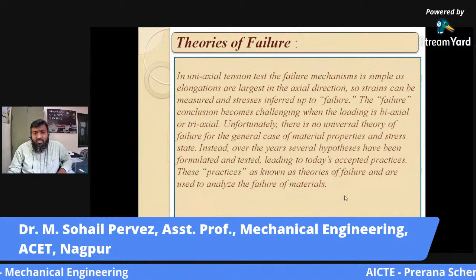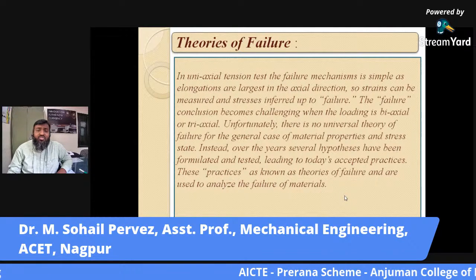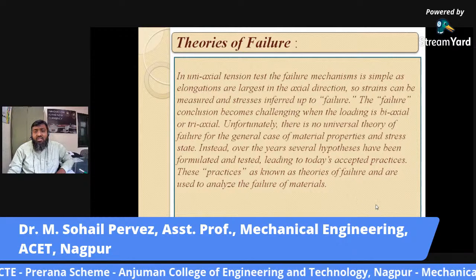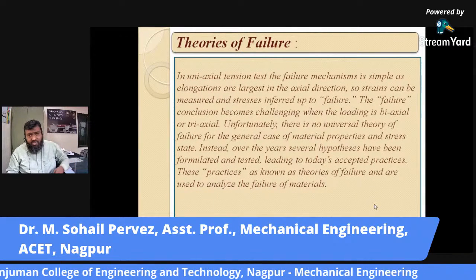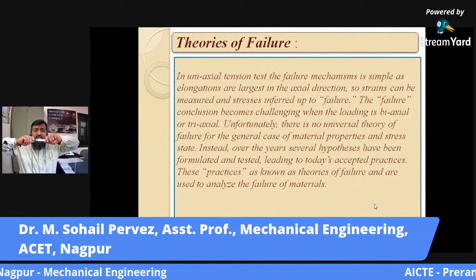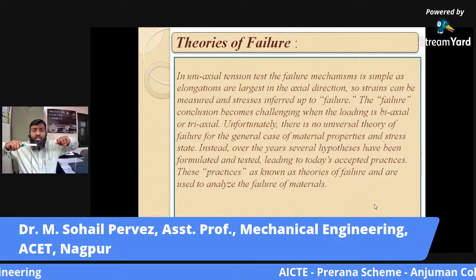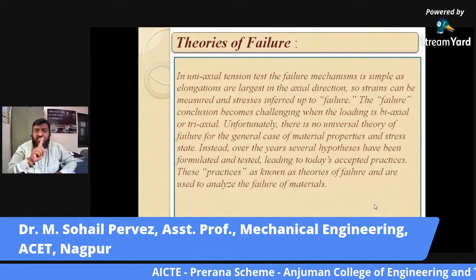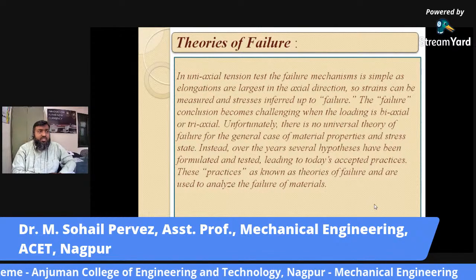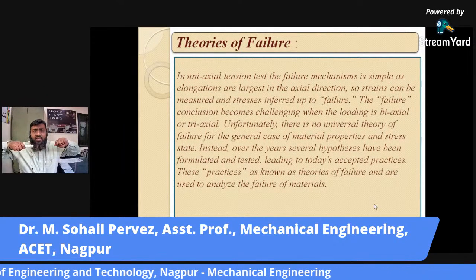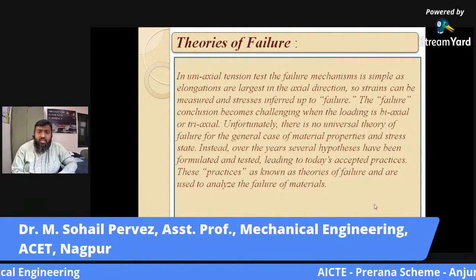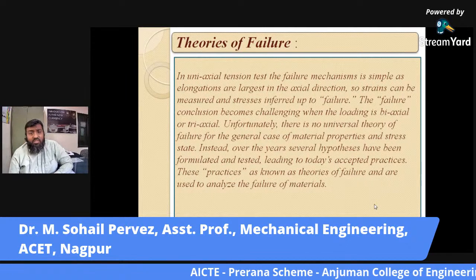In uniaxial tension test, the failure mechanism is simple, as elongations are largest in the axial direction, we all know that. Uniaxial means what? Sir, uniaxial means along this direction. The load is applied in only one single axial direction. So the strains can be measured and stresses inferred up to failure. If it fails in elongation, it is called tensile failure. If in compression, it is called compressive failure. In shear, it is called shear failure.